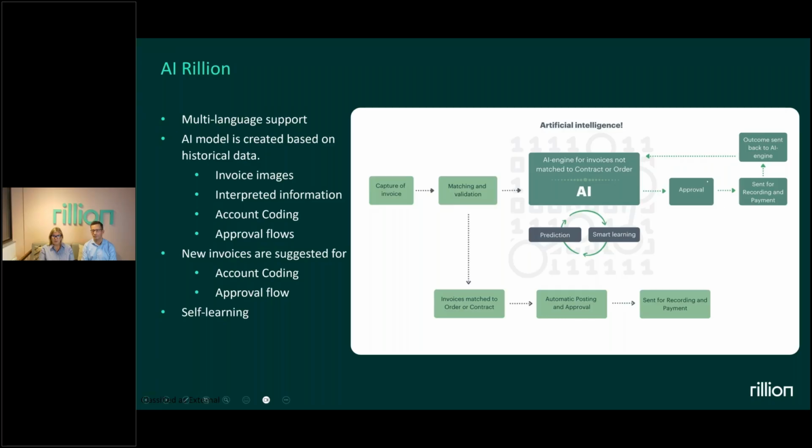And when the invoice is to be booked into your ERP system, at the same time, we also will send back the outcome from the coding into the AI engine. And that is how the engine will get smarter and smarter and learn by what you have been doing with the invoices. And this is, as I said, both for the account coding and also now the approval flow. So we will show you that as well. So that's how it works.